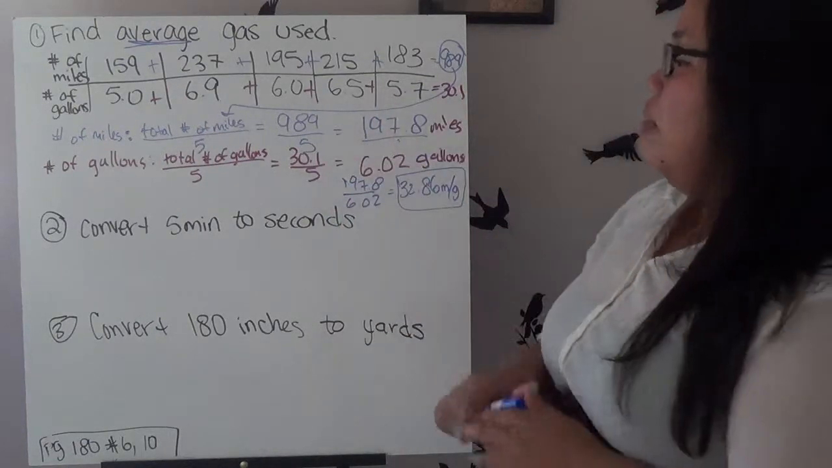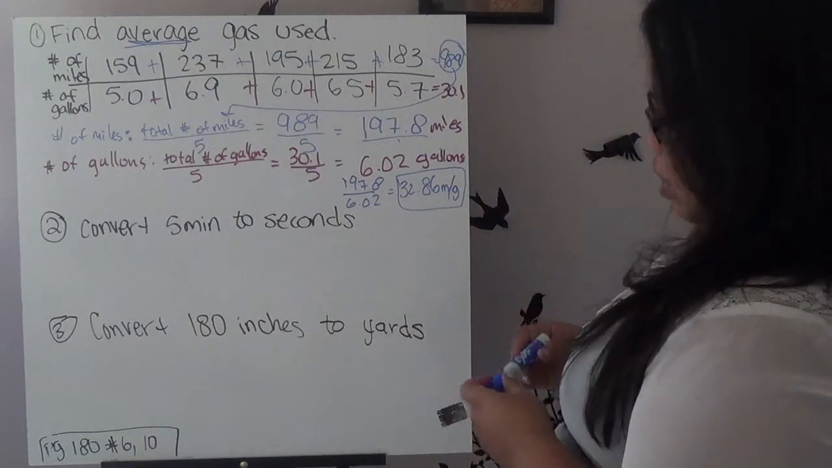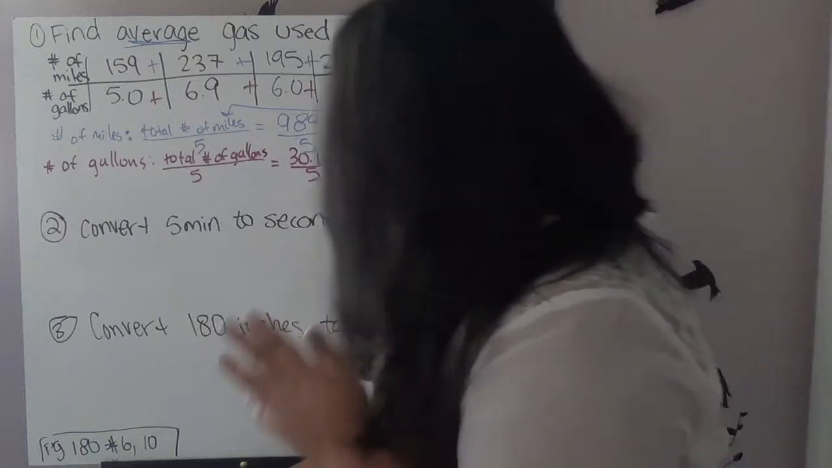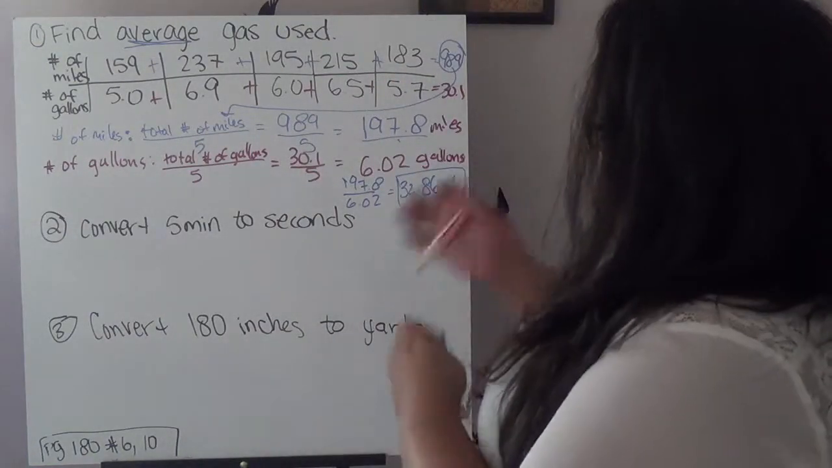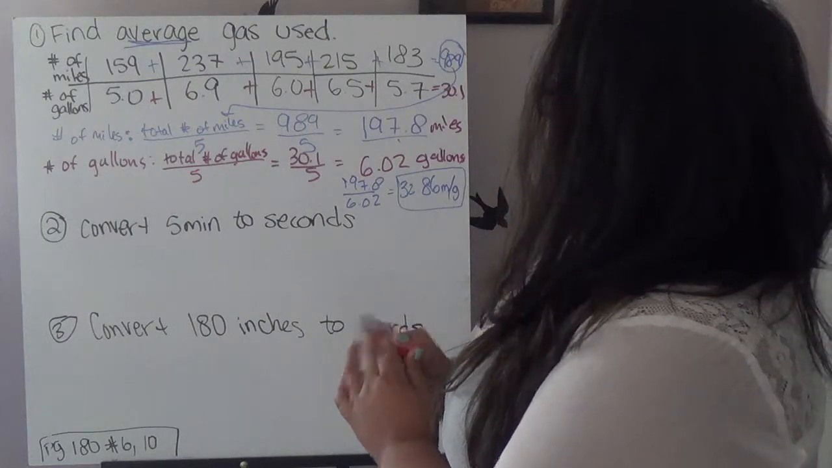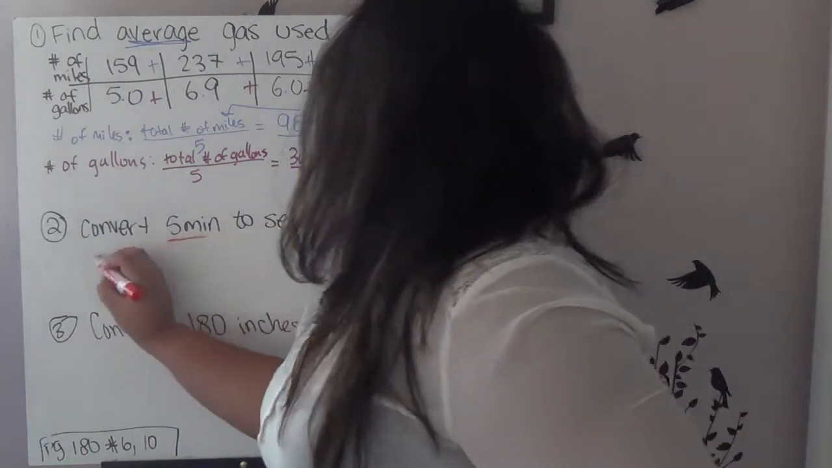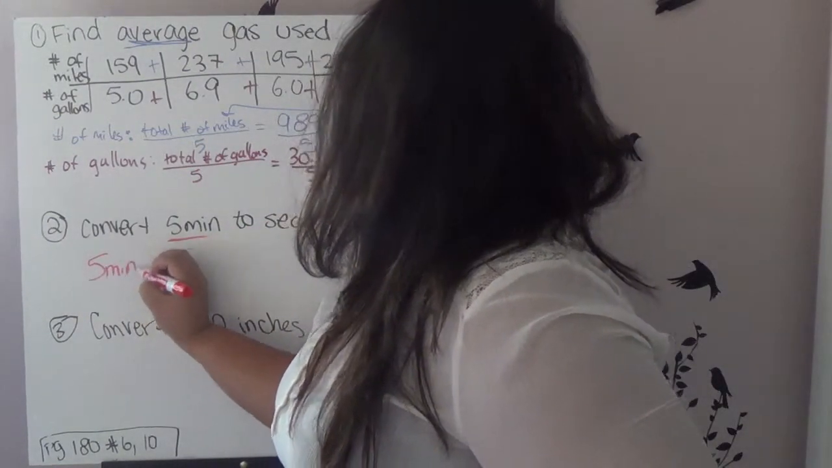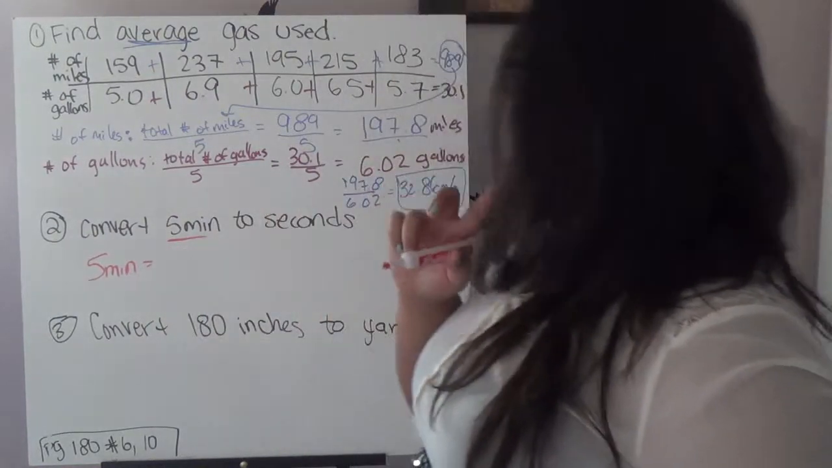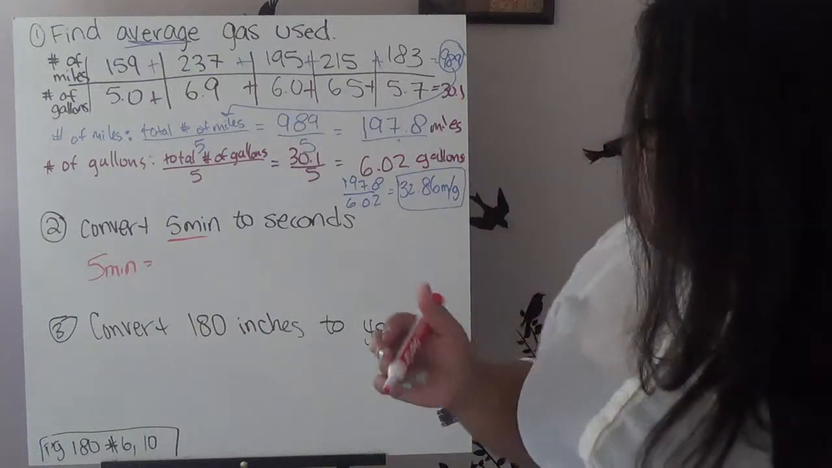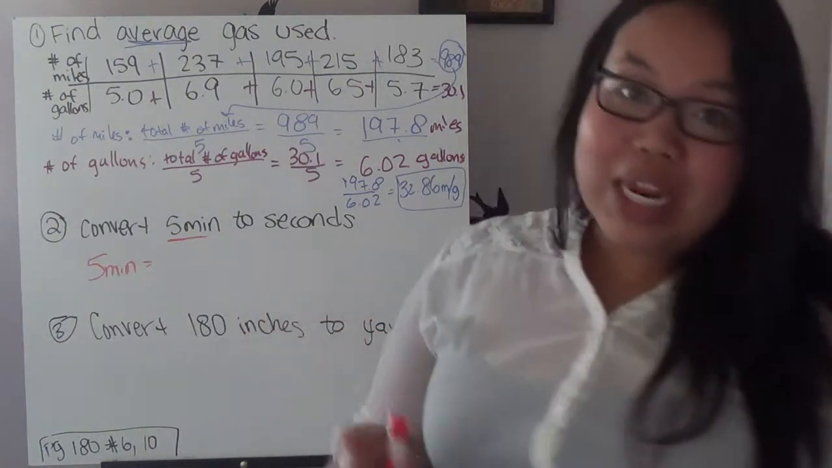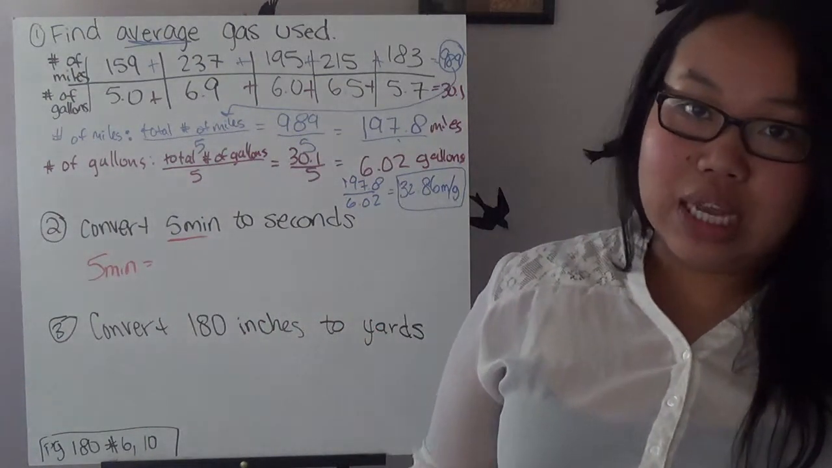The other things you're going to be facing is to convert. For example, we're going to be converting 5 minutes to seconds. So let's start with our original number, which is 5. So 5 minutes. Now I have to find what the conversion is equal to. So basically I know that for every minute I have 60 seconds.